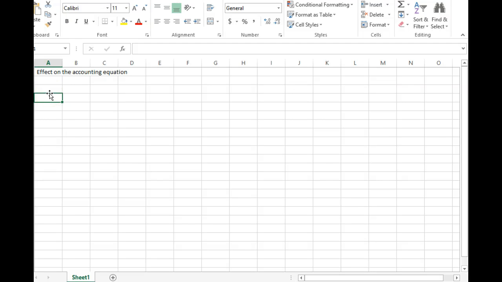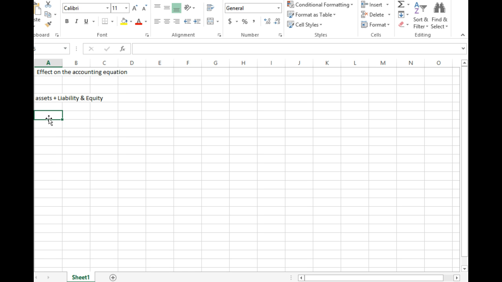Okay, this is A201, so I just wanted to review a little bit, because it's been a while since we met because of snow, the effect on the accounting equation, what that means. So, does anybody remember the accounting equation? Right, so assets equals liability plus owner's equity, right? Okay, good job.